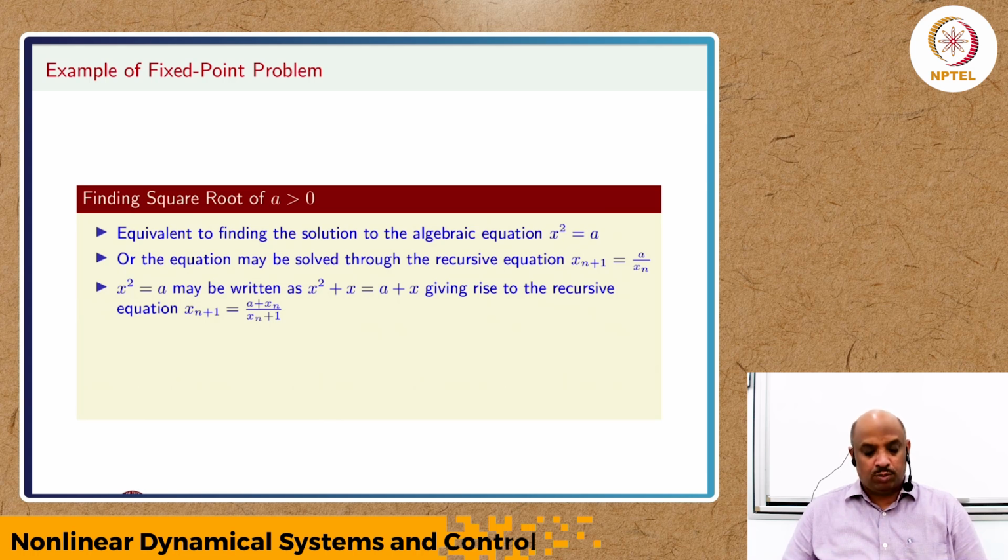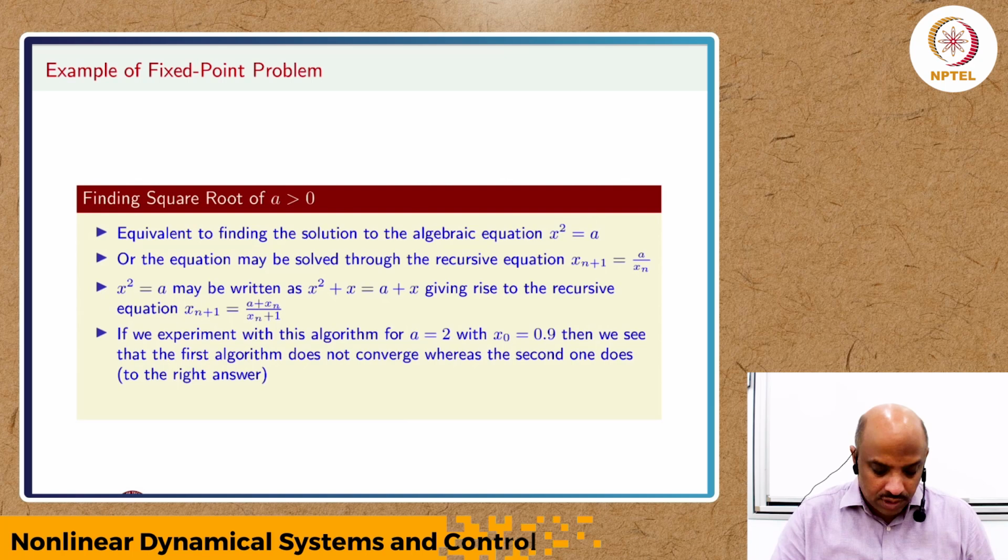For every such modification, you'll have a recursive equation, and the recursive equation in this particular case is x of n plus 1 is equal to a plus xn divided by xn plus 1, and then hope that for some initial condition this will provide us an answer, right? So does it? Well, let us actually see if we can do that experiment.